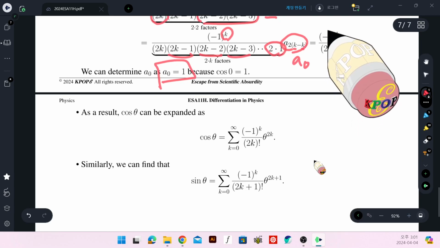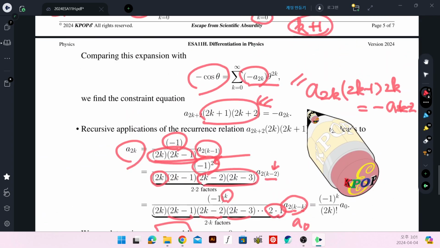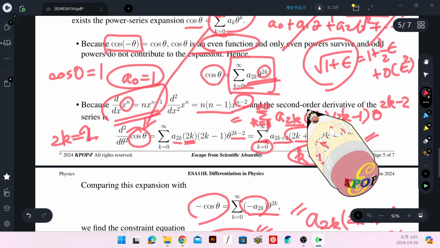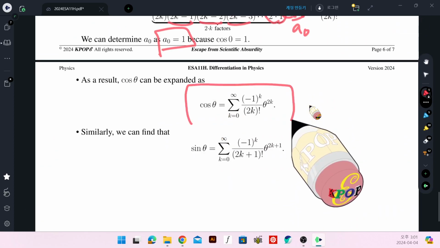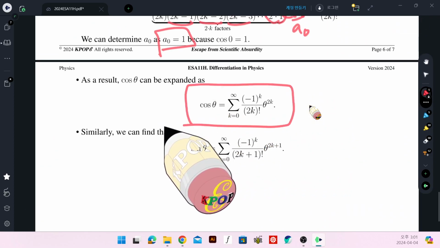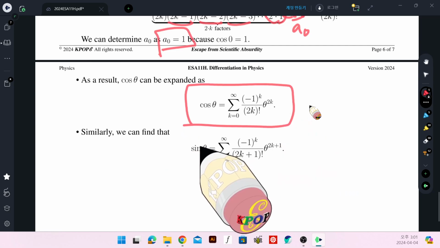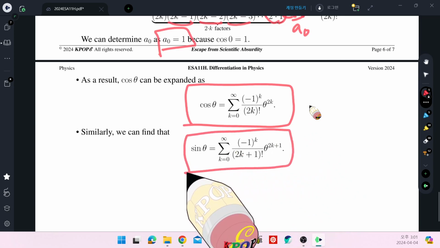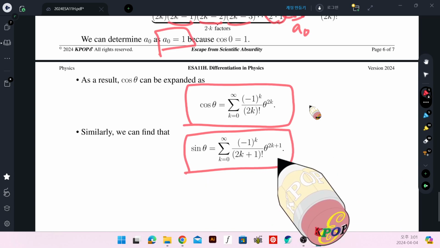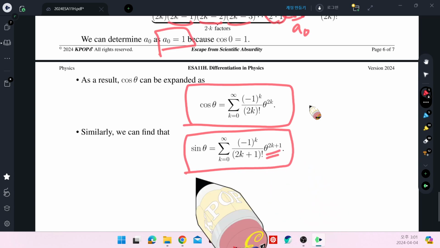If I substitute this relation for a 2k into the original expression for cosine, we end up with the infinite sum of a power series of theta. In a similar manner, the sine theta can also be approximated with the powers of theta. And we know this is odd and this is even.